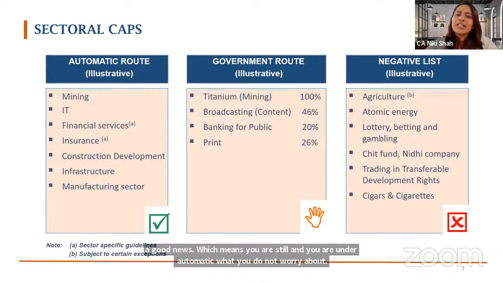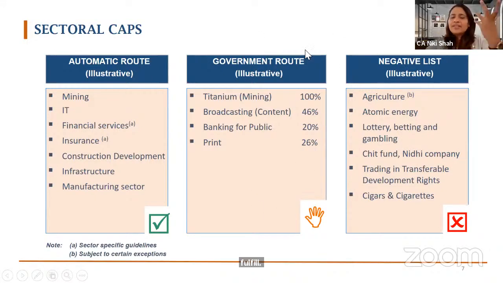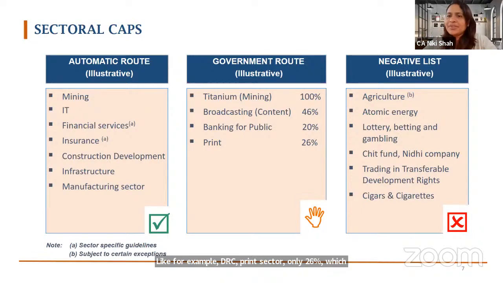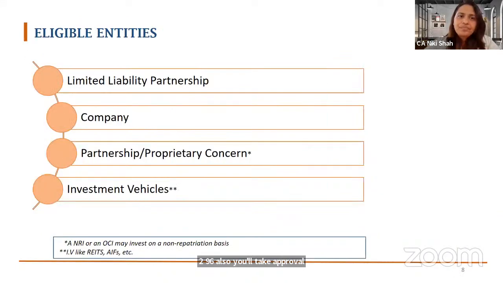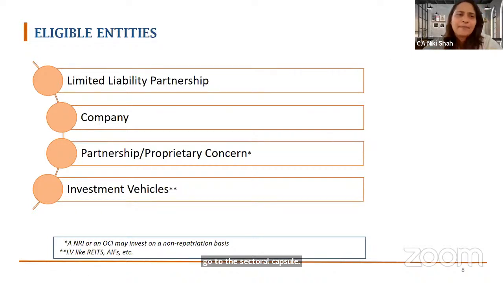But if it is mentioned, then in those sectors, you need to make sure that the sectoral cap limits are what you fulfill. For example, here we are seeing the print sector only 26%, which means if you want to invest above 26%, you will need to take approval. At times, up to 26% also you need to take the approval route. If it is mentioned up to 26% government approval. We'll go deeper in this part when we go to the sectoral caps, friends. So don't worry about it. This is just a glimpse to have an idea.